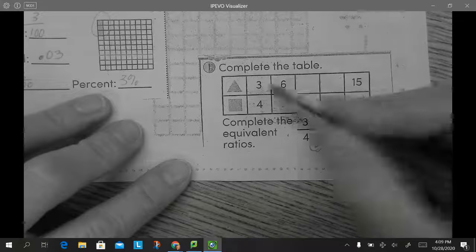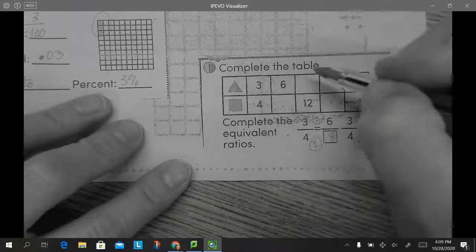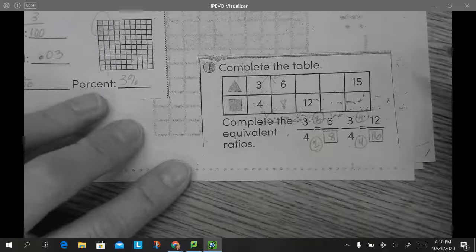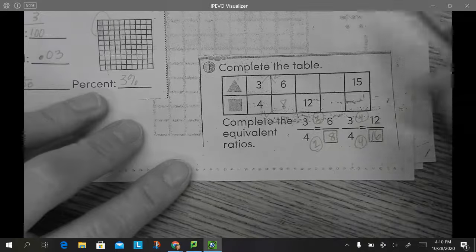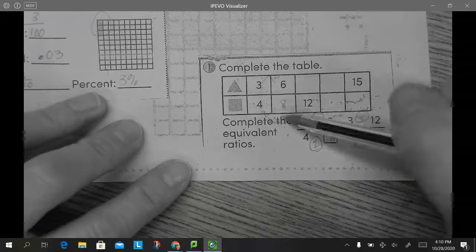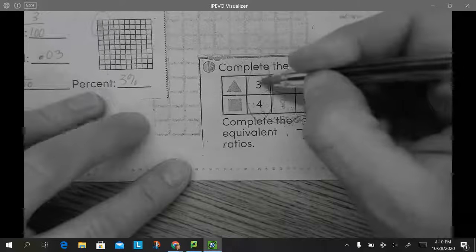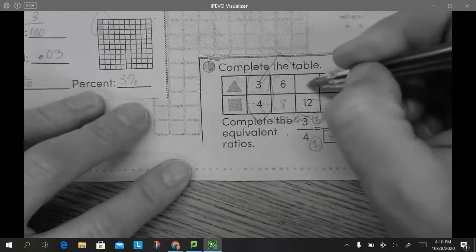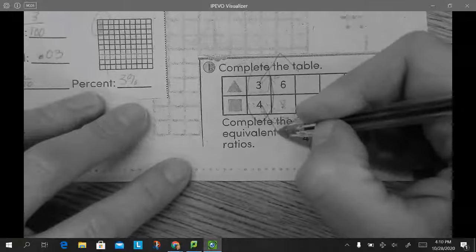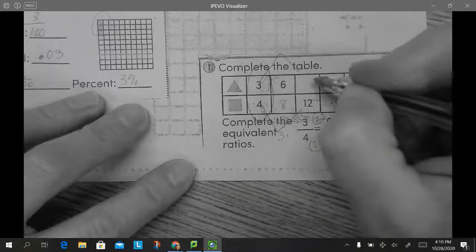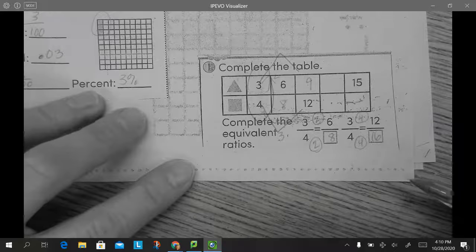All right, just like up here. 3 times what is 6? 2. 4 times 2 is 8. Good job. So this is like 1 batch, 2 batches. Let's see what this is. Go back to the original. 3 times something will give you this. Well, 4 times what is 12? 3. So it must be 3 times 3, which is 9.